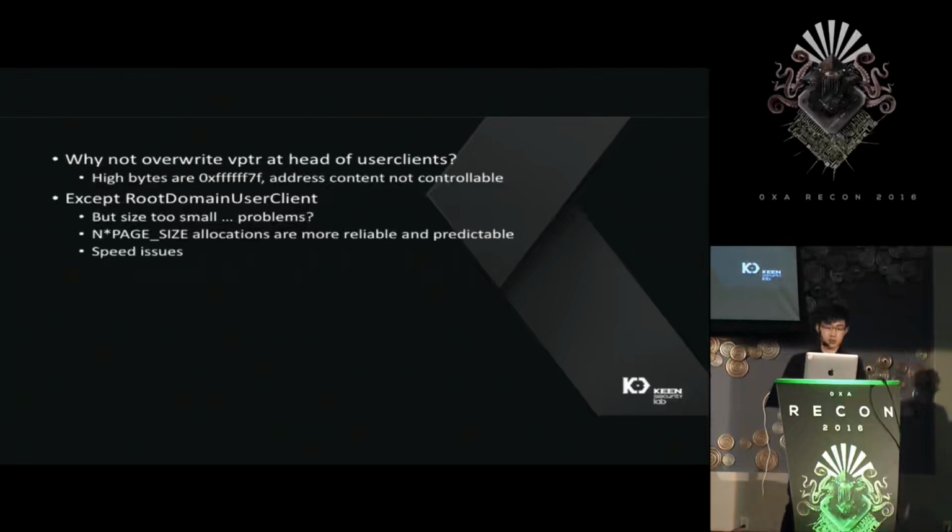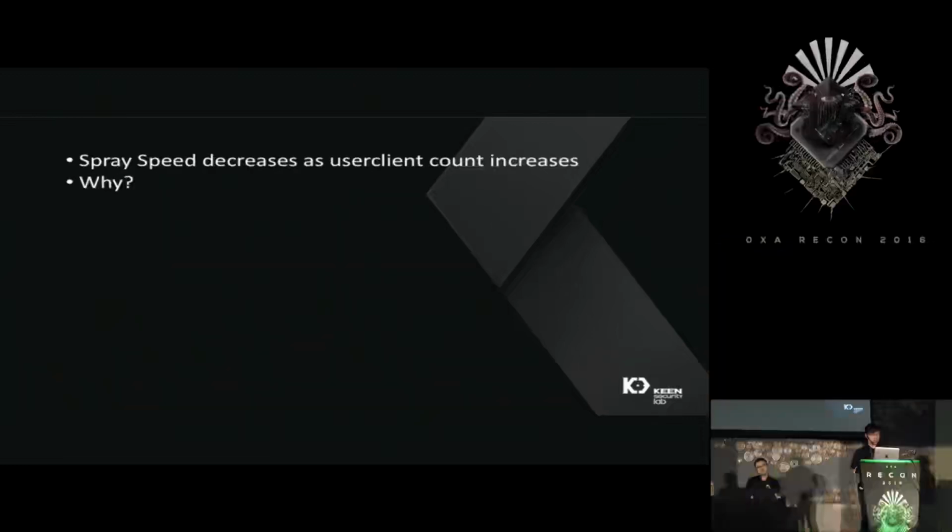But there is an exception. The root domain user client has a table pointer whose high bytes are 80, but its size is too small, and that introduces new obstacles for our exploitation. First, we prefer to spray or allocate big user clients whose size is n multiplied by the page size, to ensure that the table pointer is located at the start of a page, which makes this address more predictable. Also, small user clients introduce spray speed issues. We observed that the spray speed of user clients decreases as the user client count increases. And people may ask why.